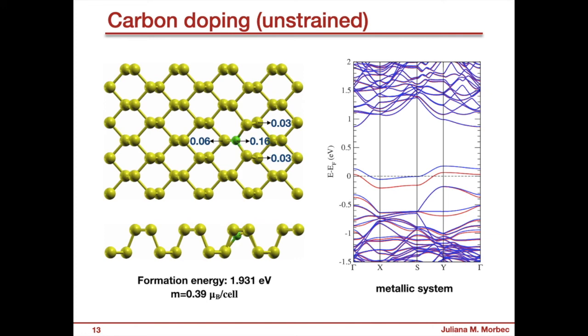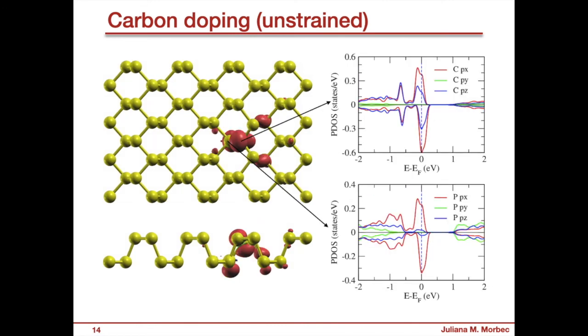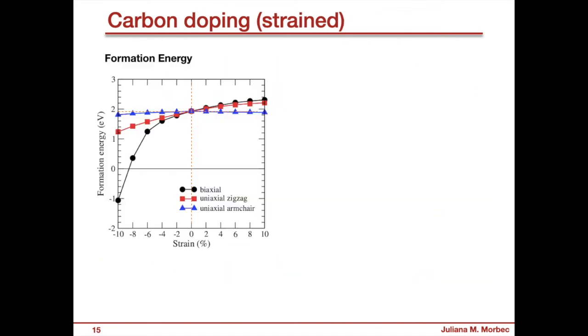And this is a metallic system. You see bands crossing the Fermi level here. And again, the magnetic moment mainly comes from the p orbitals of the carbon impurity and the p orbitals of the neighboring phosphor atoms. This is an unstrained situation. Well, the formation energy was quite high with 0% strain, but again, when you applied compressive strain, you see that the formation energy goes down. And mainly when you apply biaxial strain, you can have a system more stable than the undoped system.